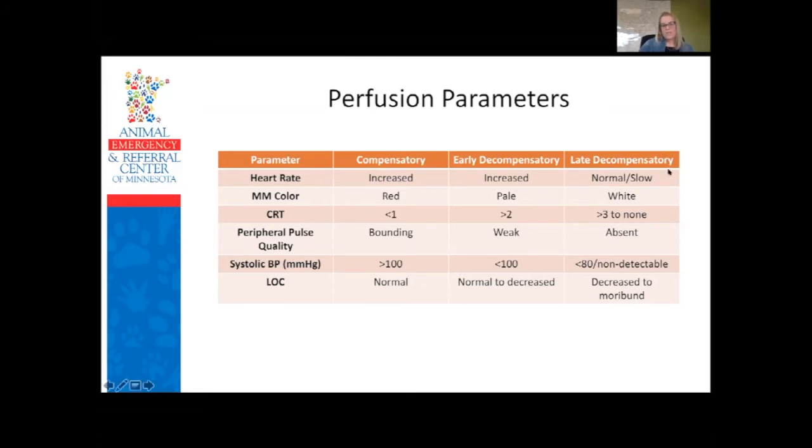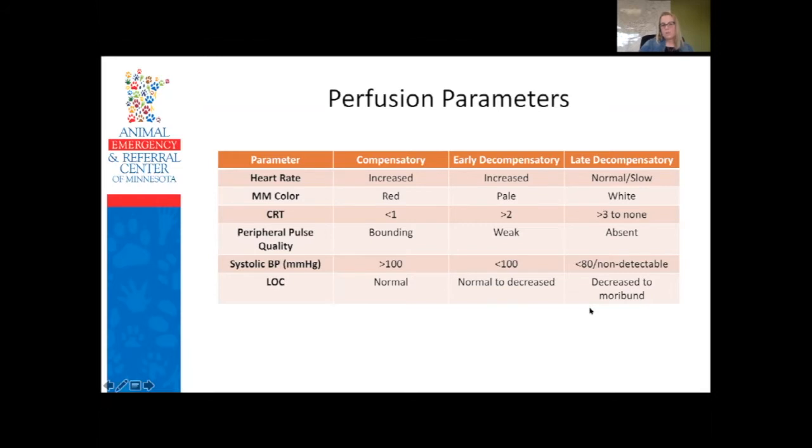As you progress to the late decompensatory or these end stages of shock, these patients are going to have probably a normal to a slow heart rate because their body's no longer able to compensate. These are the ones that are going to have white mucous membranes, absent capillary refill time, really poor to absent peripheral pulse quality, and pretty much non-detectable to low blood pressure. And these are the guys you're going to look at and go, yep, they are pretty sick. These might be the ones who are coming in laterally recumbent.